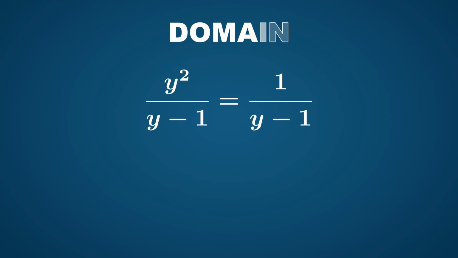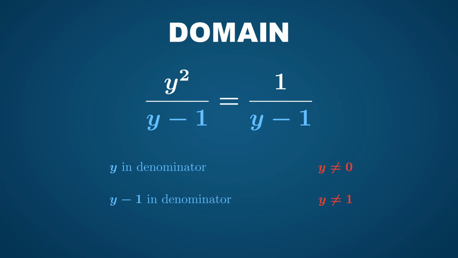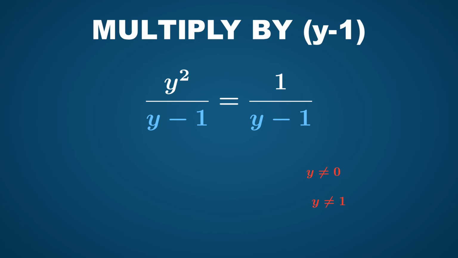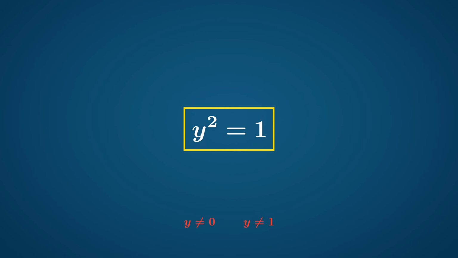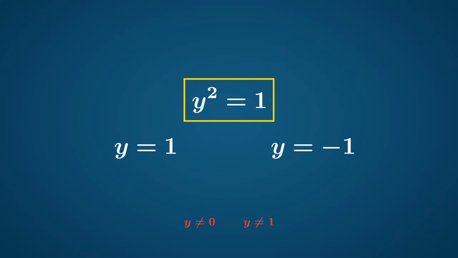Since y is a denominator in the original problem, y cannot be 0. Here, y minus 1 is in the denominator, so y cannot be 1. We multiply both sides by y minus 1 to get y squared equals 1. Taking the square root gives y equals 1 or y equals negative 1. Since y cannot be 1, we are left with y equals negative 1.